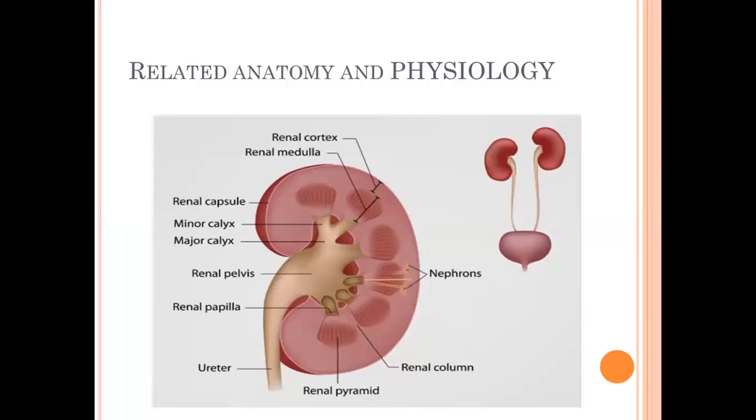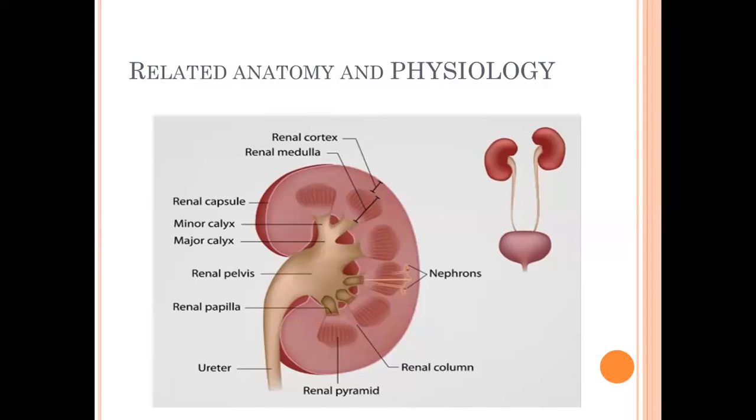Okay, moving on to related anatomy and physiology. I think all of you have studied the anatomy of the kidney in the first year, so I'll just briefly explain it. The kidney is a bean-shaped organ located retroperitoneally, one on each side of the vertebral column, between the thoracic 12 and lumbar 3. Each kidney is about 12 centimeters long, 6 centimeters wide, and 2 centimeters thick, and weighs about 125 to 170 grams in men and 115 to 155 grams in females.